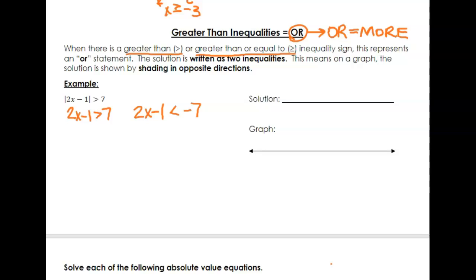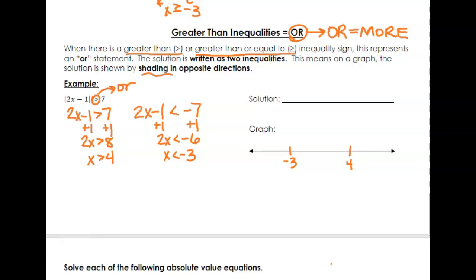So I'm going to go ahead and finish solving. I have 2x is greater than 8, and I have x is greater than 4. Here I have 2x is less than -6, and x is less than -3. So when I graph this, I have a -3, I have a 4. This is an or inequality because we have the more symbol.